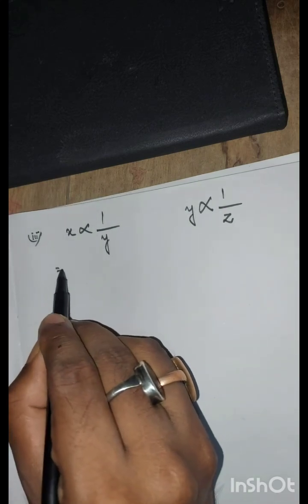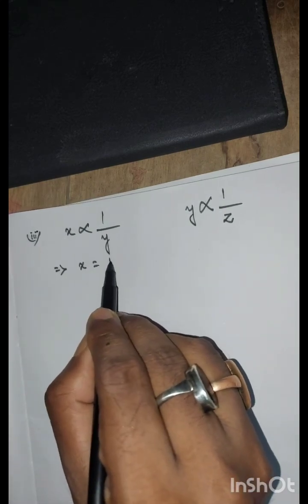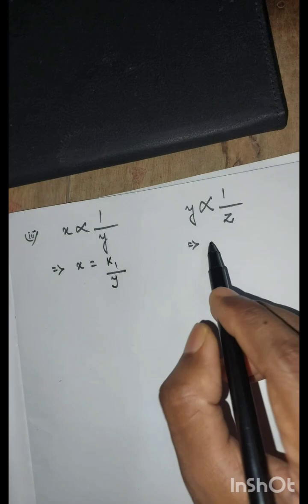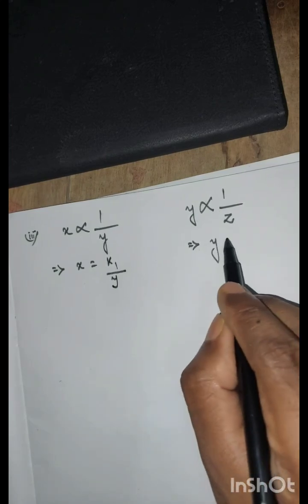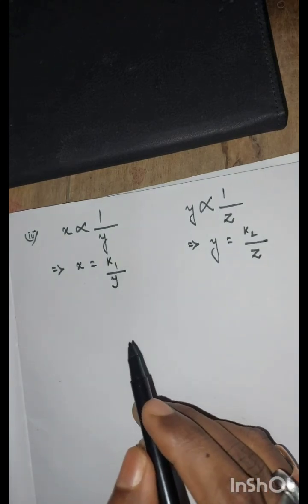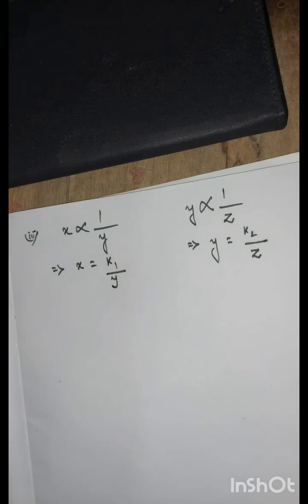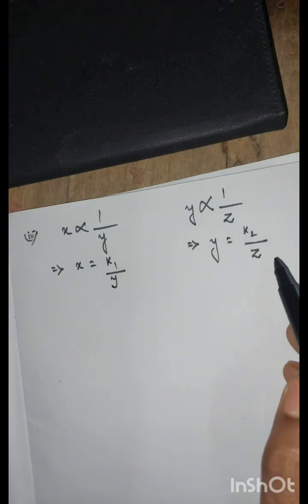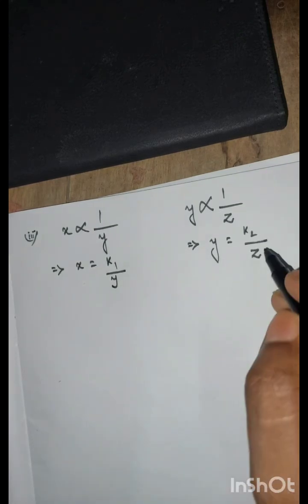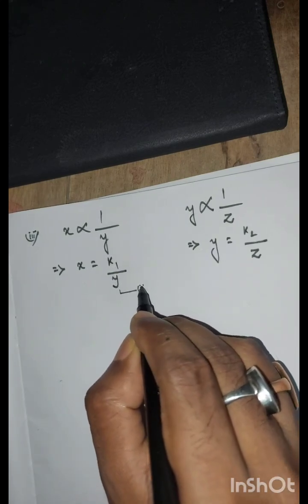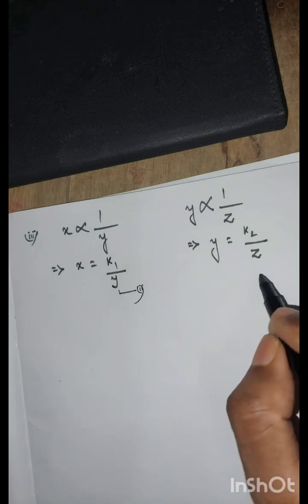From this relation we can write x equal to k1 by y, y equal to k2 by z. Now we have to find the relation between y and z, so we are going to put the value of y in terms of z in this equation. So this is equation 1, this is 2.